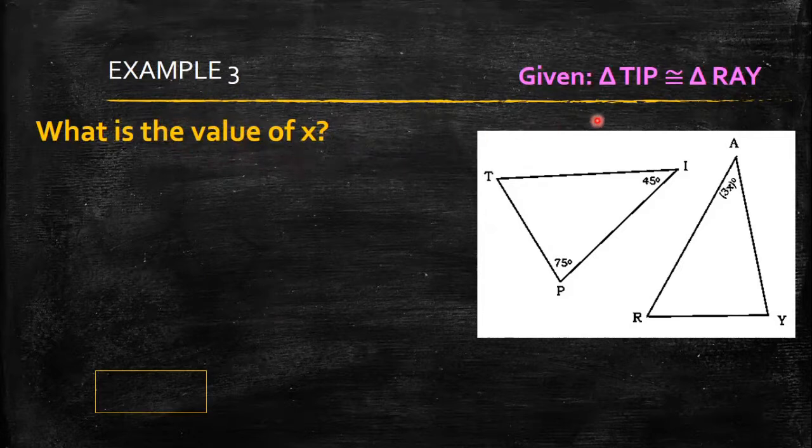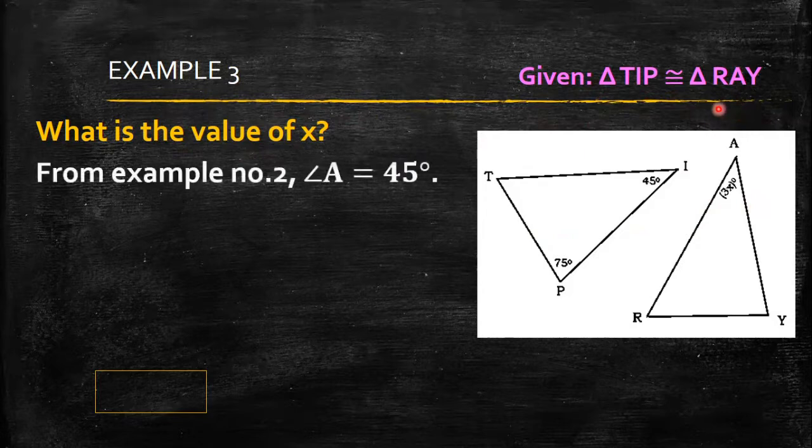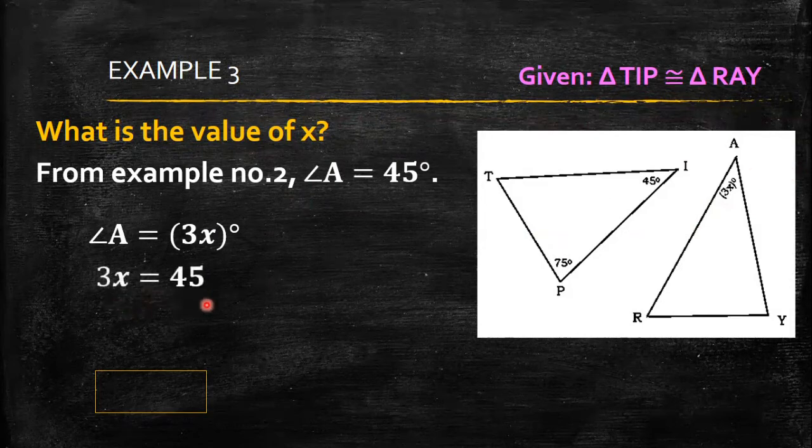So, same given pa rin, triangle TIP is congruent to triangle RAY. What is the value of x? Since si x ay nasa angle A, sabi kanina sa example number 2 na si angle A ay 45 degrees. At si angle A ay equal din kay 3x. So it means, i-equate natin sa isa't isa si 45 degrees tapos si 3x to find x. So we have 3x equals 45.